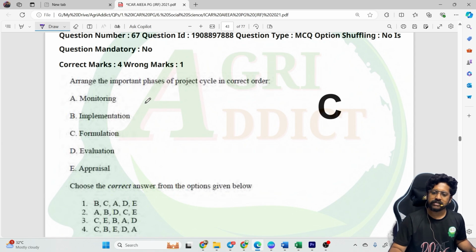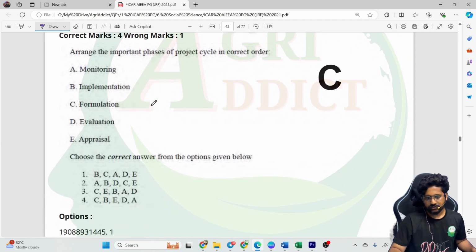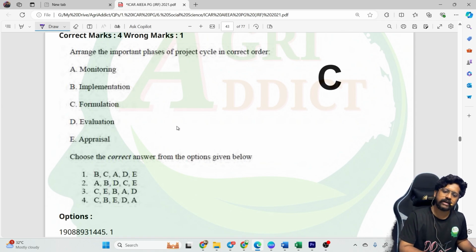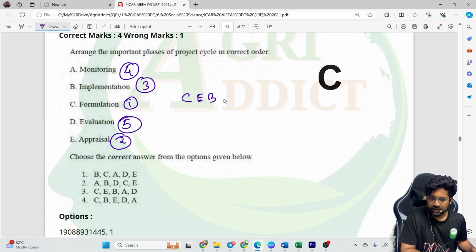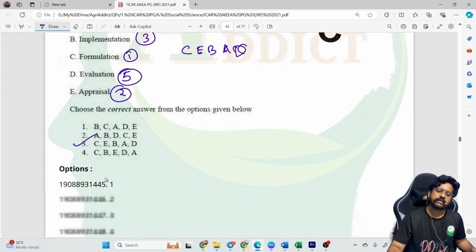Arrange the important phases of the project cycle in the correct order. First one will be formulation, right? Formulation, then appraisal, then implementation, then monitoring, and finally evaluation. So first C, then E, then implementation B, then monitoring A, and final evaluation D. So CEBAD. C will be the correct answer.